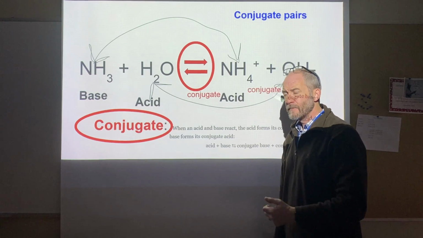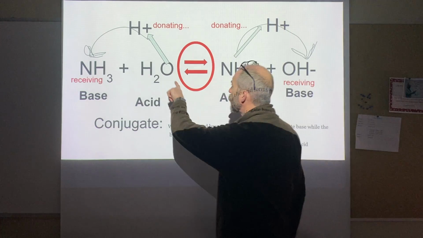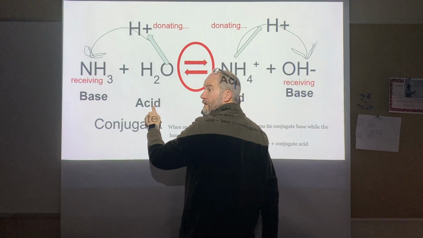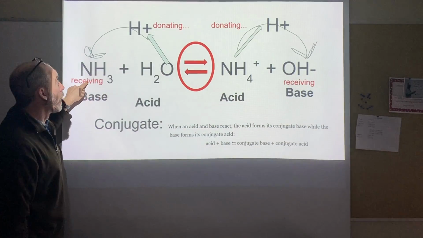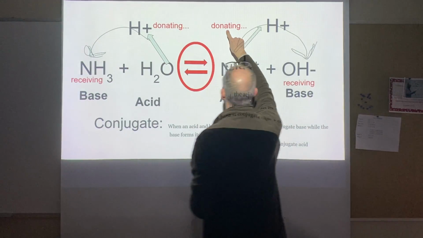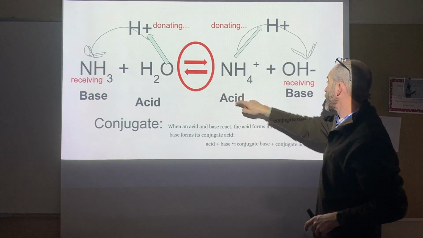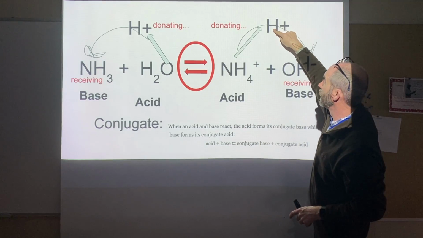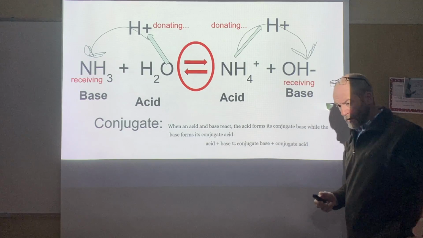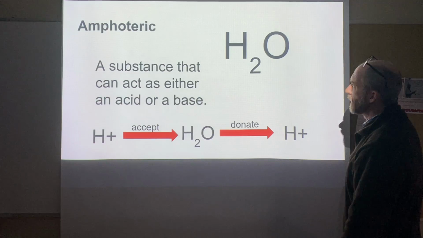So according to Bronsted Lowry, if you donate, what? You act as a what? If you receive, what? Then you act as a what? If you donate, then you act as an acid. If you receive, then you act as a base. All right? So Bronsted Lowry focuses on the hydrogen proton.